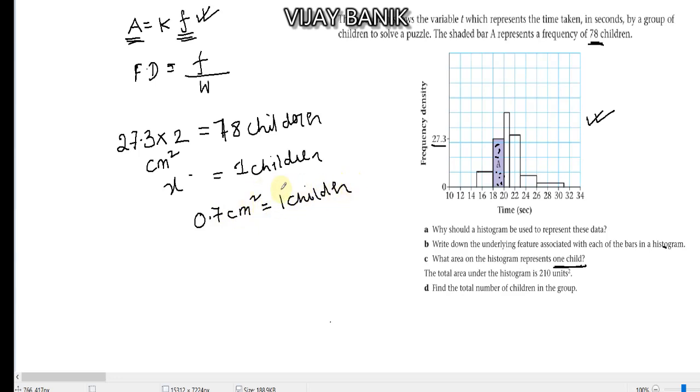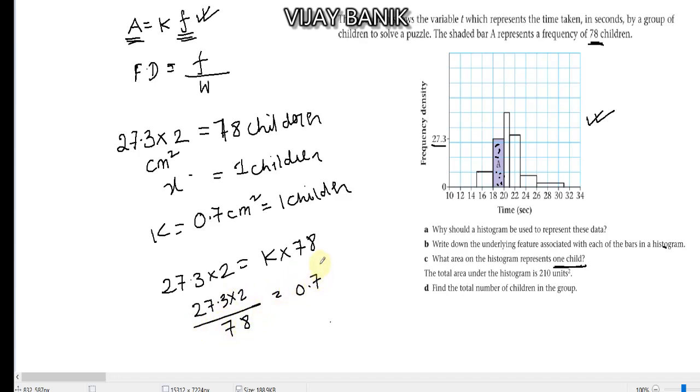That's actually k, because at the end of the day, that's what we would have done if we were finding k. Let me show you: 27.3 into 2 is equal to k into 78. I would have done 27.3 into 2 divided by 78, and the answer was going to be 0.7 only. So k stands for the area for one child.